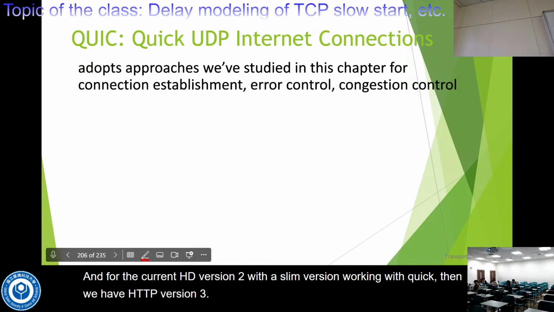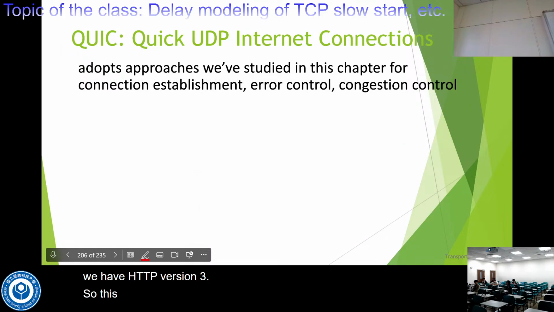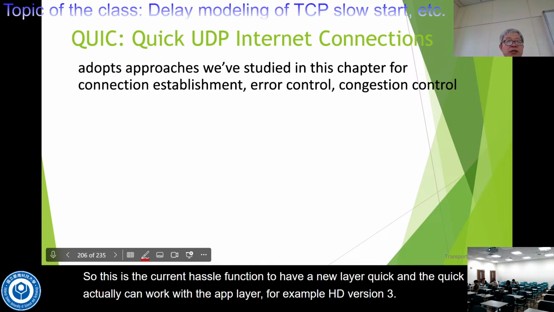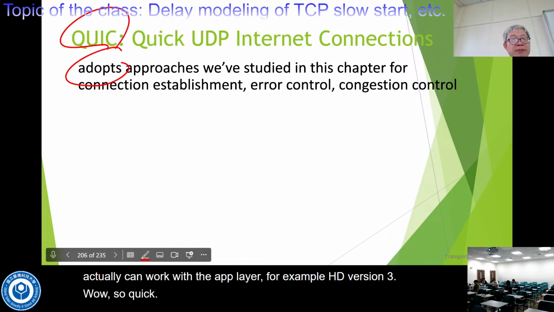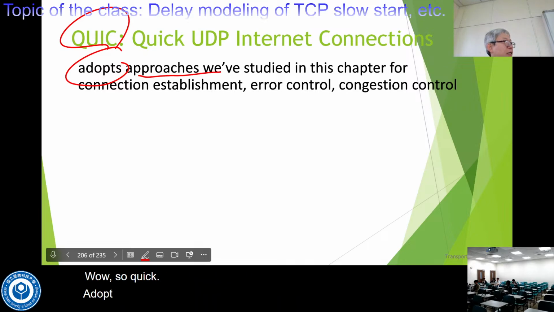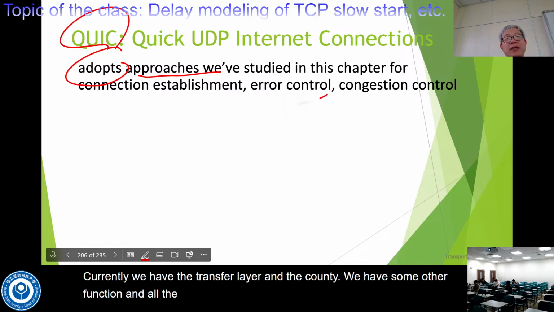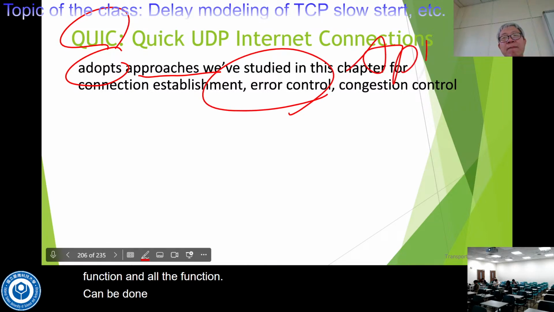So this is the current design, with a new layer, QUIC. And QUIC can work with the app layer, for example, HTTP version 3. So QUIC adopts new approaches. Currently, we have the transport layer and some other functions, and all those functions can be done by the app and part of them by QUIC.